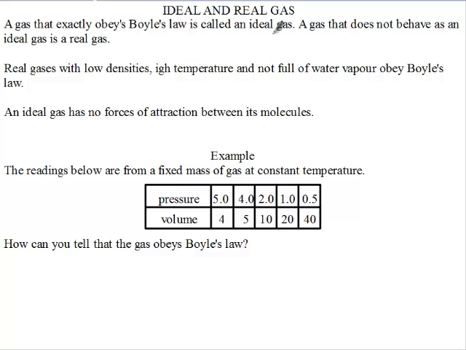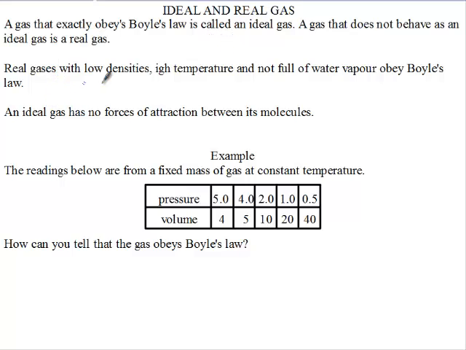Pressure and volume are inversely proportional. So when you multiply pressure and volume, you are going to get a number that is a constant. Multiplying pressure and volume, P1 V1, should give you a constant. A gas that does not behave as an ideal gas is a real gas. What is an ideal gas? A gas that exactly obeys Boyle's law.